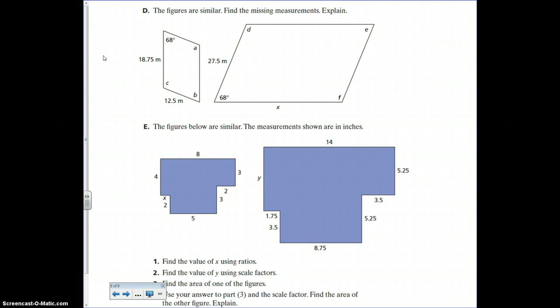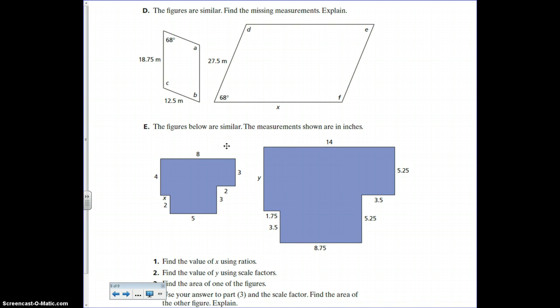Question D also says the figures are similar. Find the missing measurements. Explain. So you need to tell, how did you know? You're doing A, B, C, D, E, F, and X. Explain for each one.